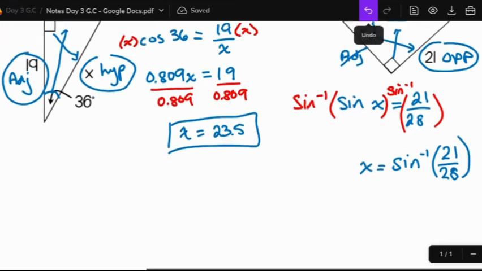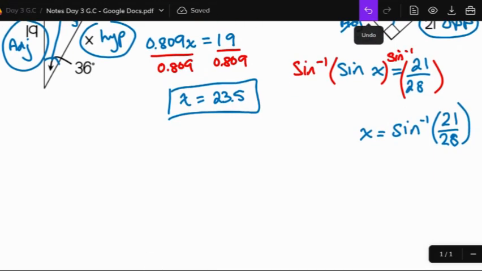Now, when you type this into your calculators, this will look like the sine minus 1, which is pressing the second. So on most calculators, these are the steps you'll take. The second and then sine.